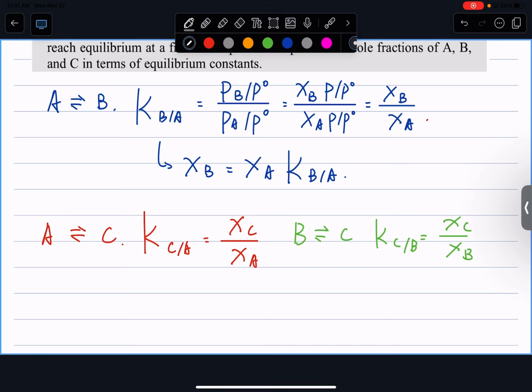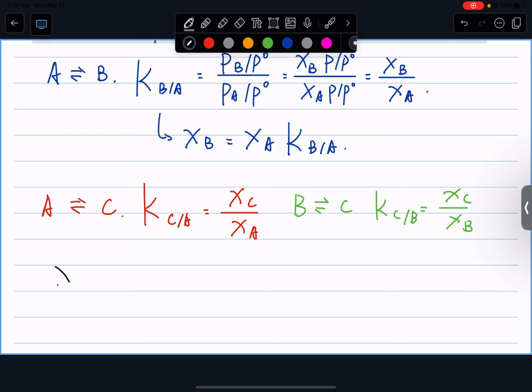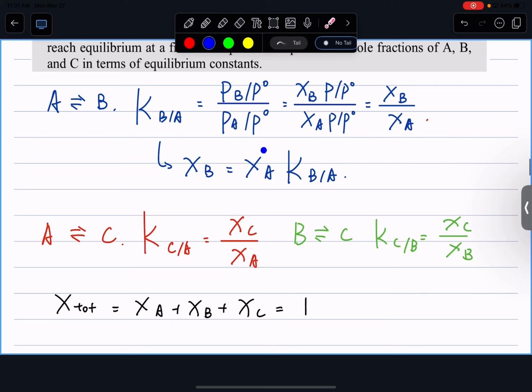So what that means is your total mole fraction must add up to be 1. So chi A plus chi B plus chi C has to add up to 1. Right now in our expression, we have both mole fractions and the equilibrium constants. What we want is to use only the equilibrium constants to express what the mole fractions are. So for that, we have to use this relationship here, that your mole fractions add up to be 1.